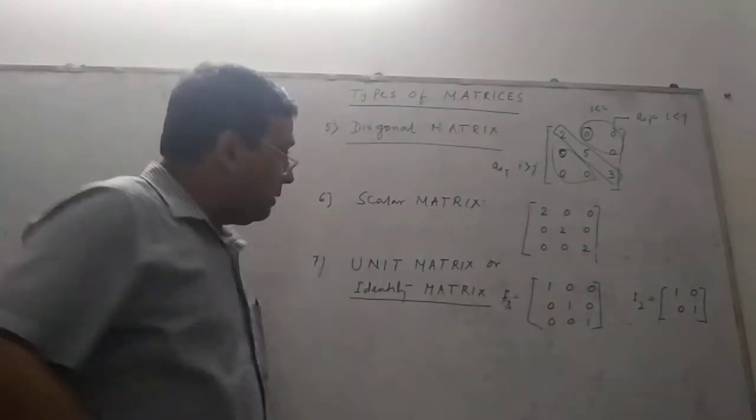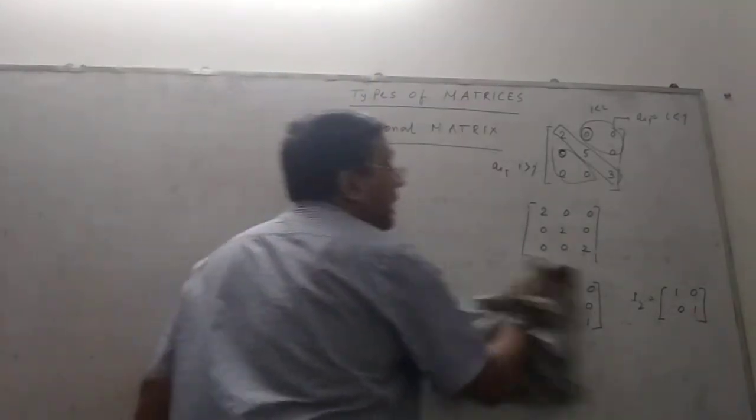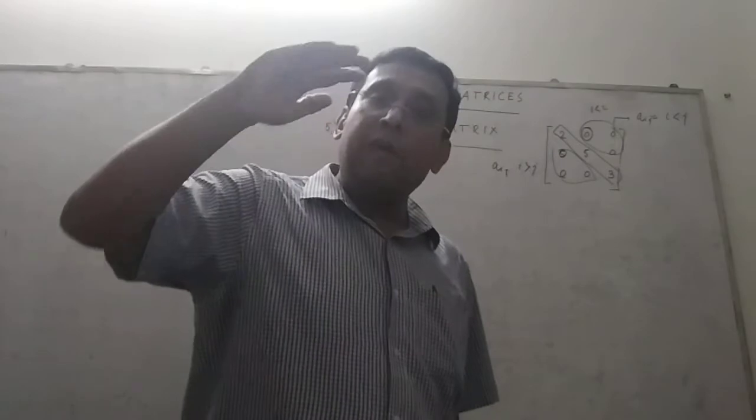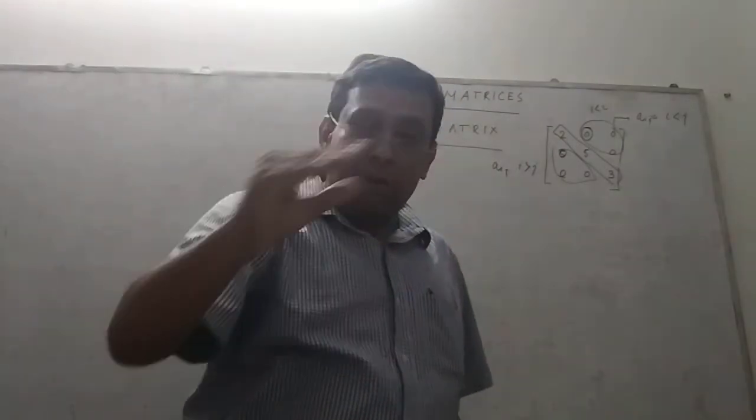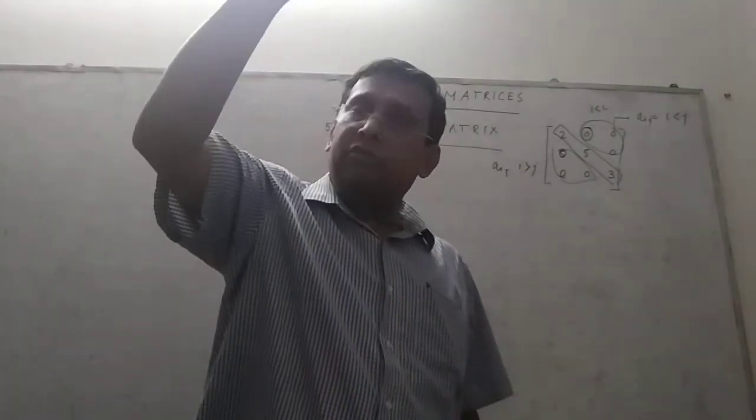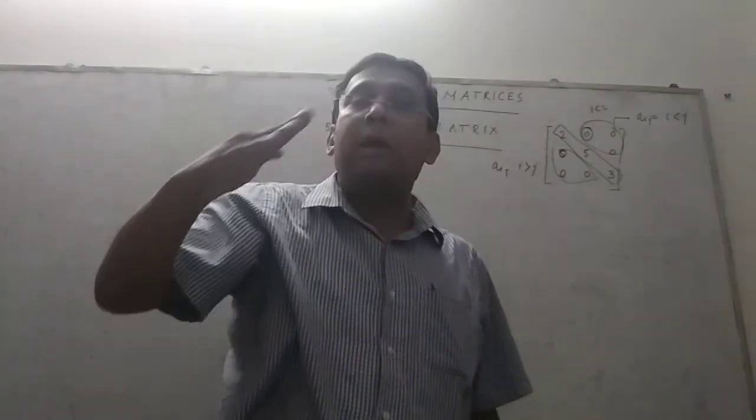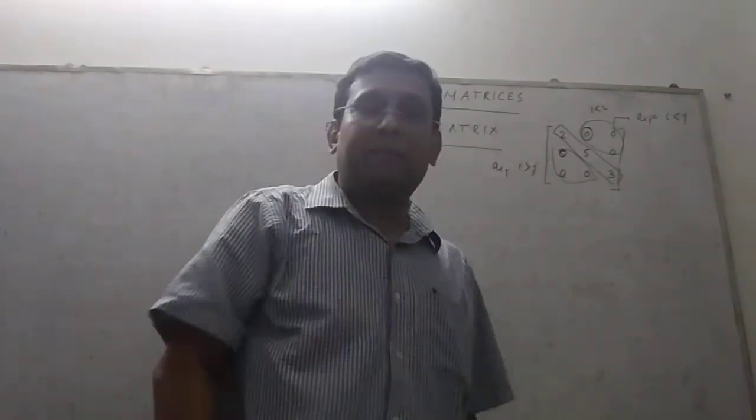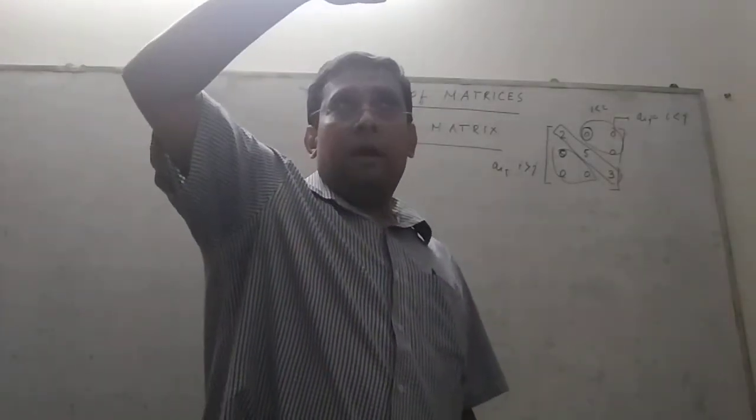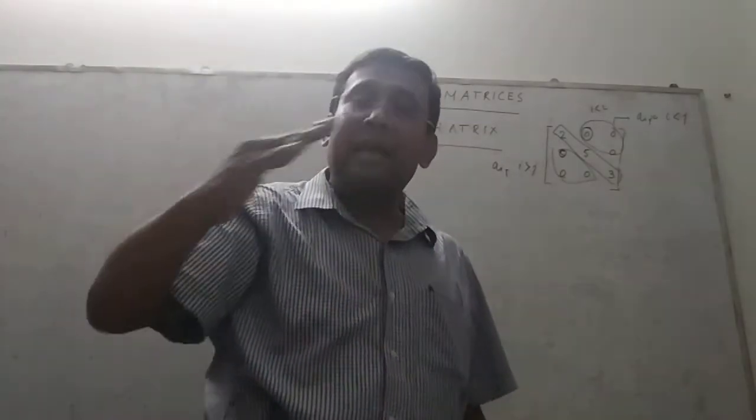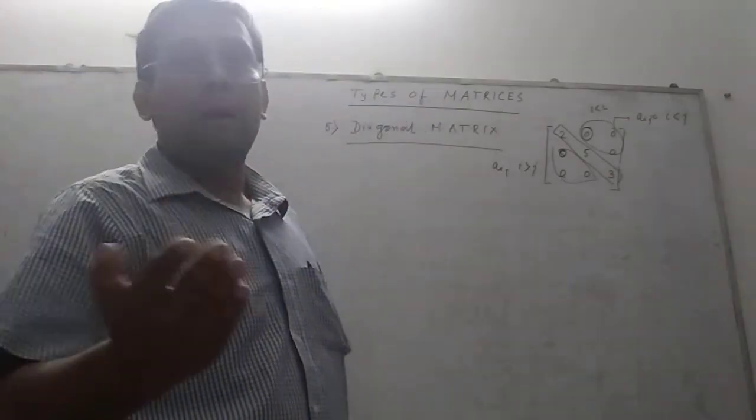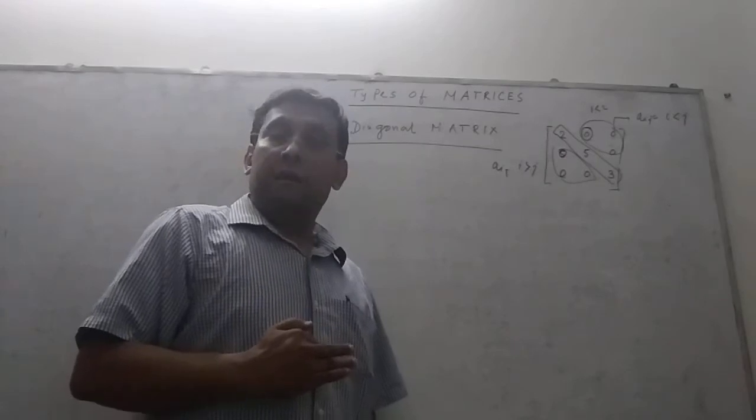So what is an upper triangular matrix? Again, as I said, we are classifying matrices based on the primary diagonal. When the elements above the primary diagonal are non-zero, and the elements below the primary diagonal are 0, then that matrix is called an upper triangular matrix. That is, above the primary diagonal all the elements are non-zero. That's why its name is upper triangular matrix. All the upper elements are non-zero, but all the elements below the primary diagonal are 0.